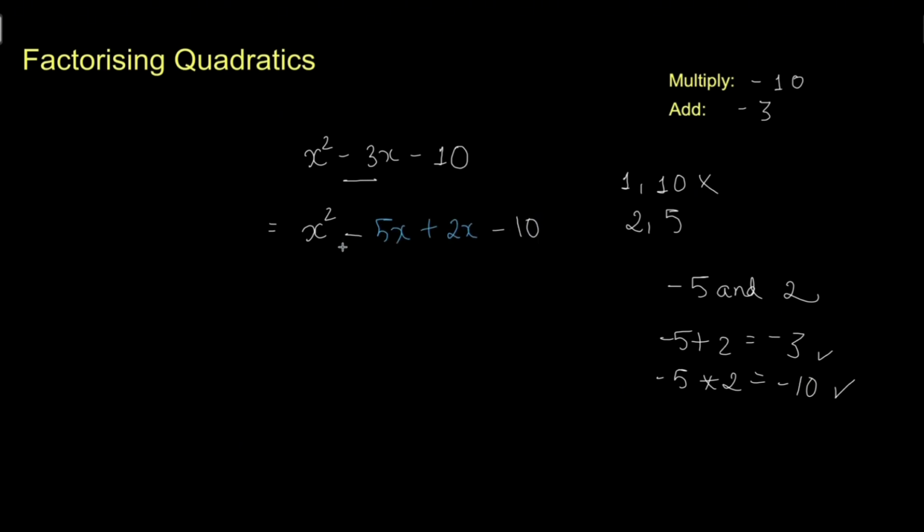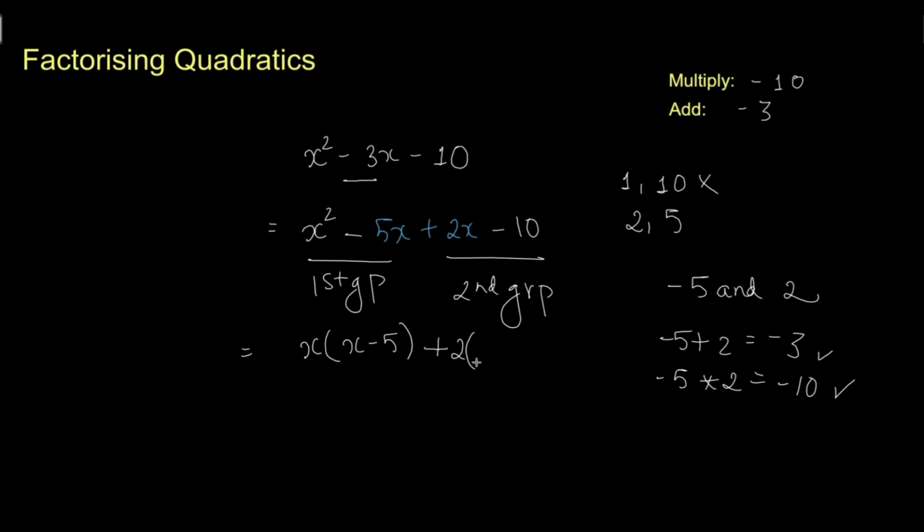We can split the expression into two groups. That would be first group, second group. From the first group, we can take out x. What are we left with? x minus 5. From the second group, we would extract the plus 2, which is a positive 2. Now, 2x divided by plus 2 is x. Minus 10 divided by plus 2 is minus 5.